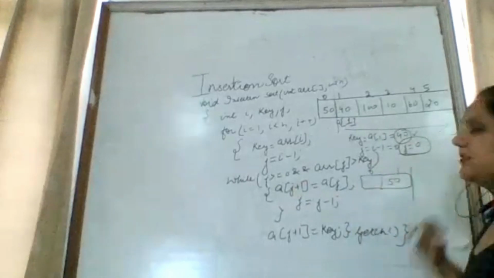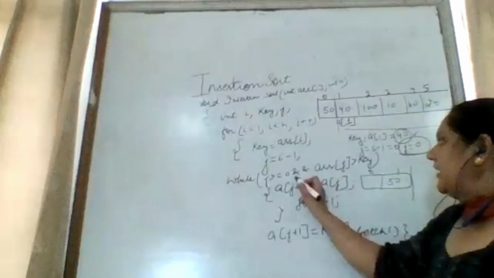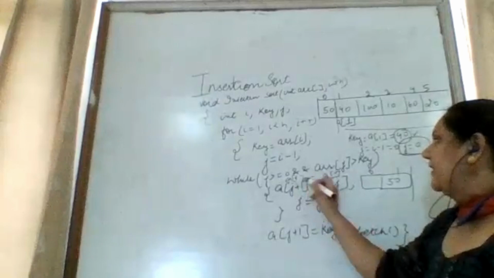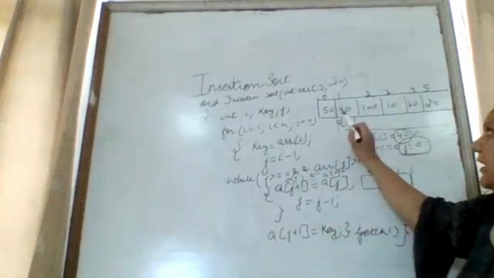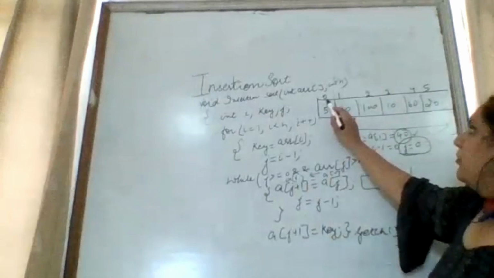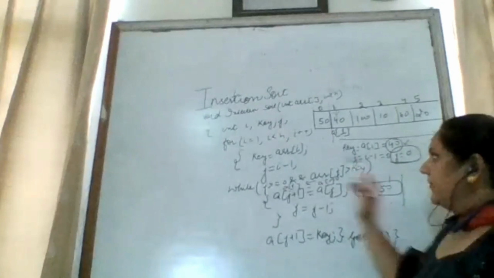So you are considering here only 0 and 1 location. aj plus 1 is 0 plus 1, a of 1, and it is equal to a of 0. A of 1 will get the element from a of 0. A of 1, that means 50 will be moved from 0 to 1. We will trace the loop now.